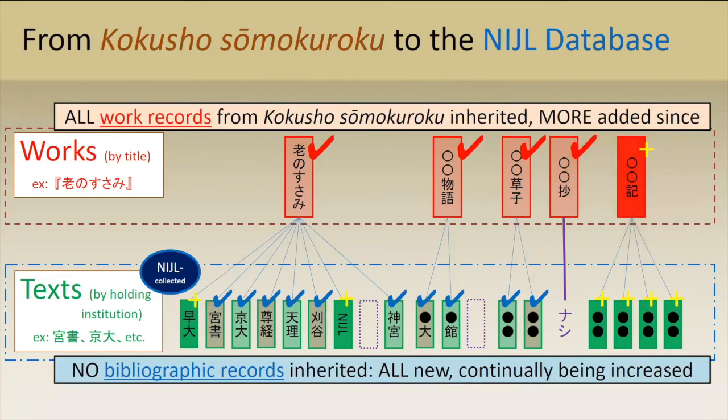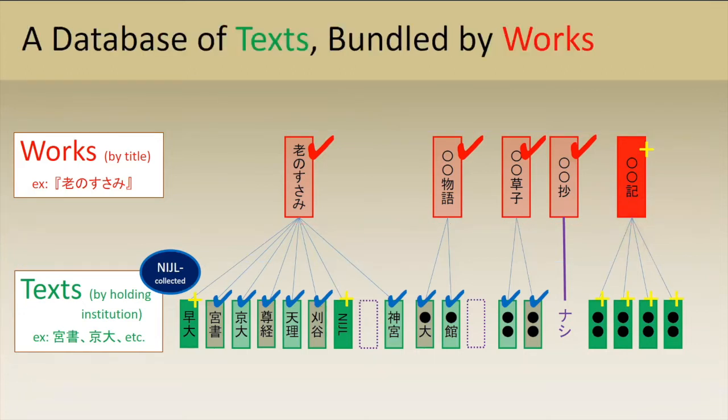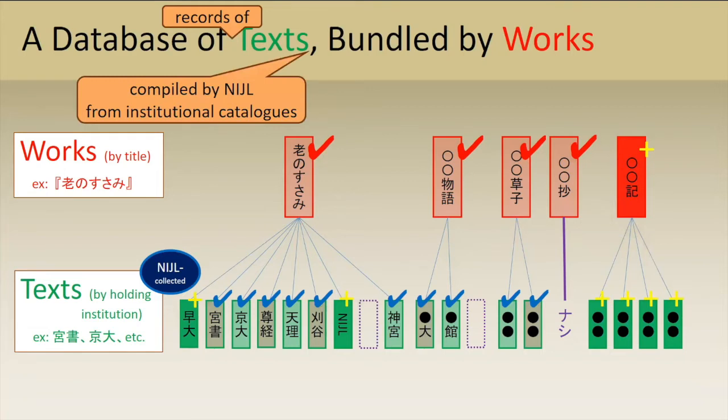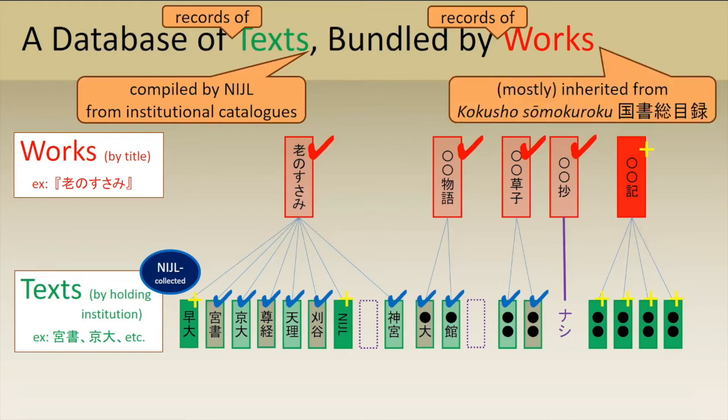The database is thus half old, half new, combining the work records of its predecessor with bibliographic records, and less often work records, collected by NIJL itself. What then is NIJL's database? A more fine-grained characterization might be a database of records of texts compiled by NIJL itself from institutional catalogs, with these then bundled together under records of works, mostly inherited directly from Kokusho Somokuroku.